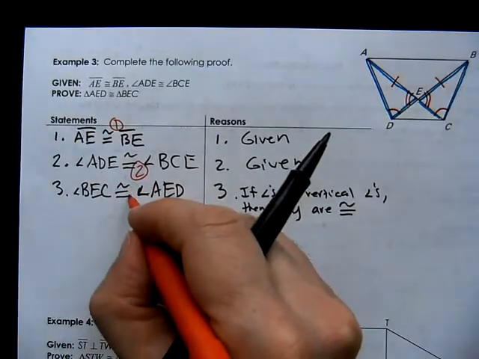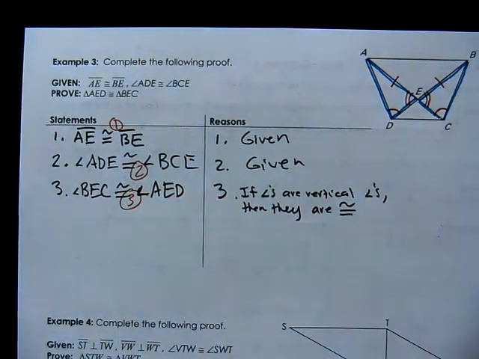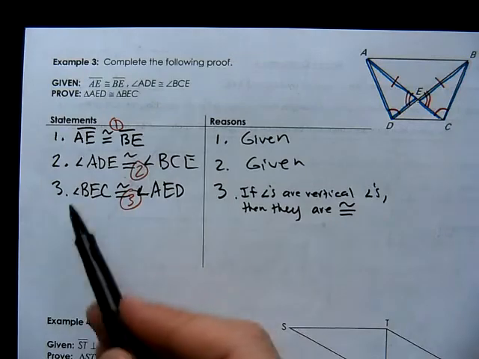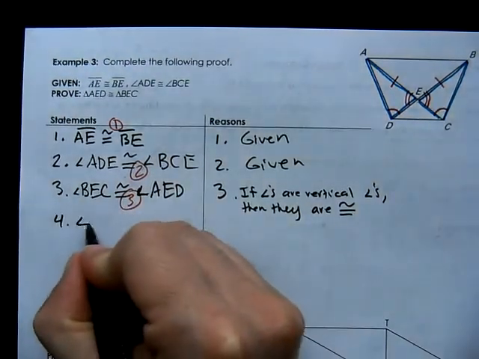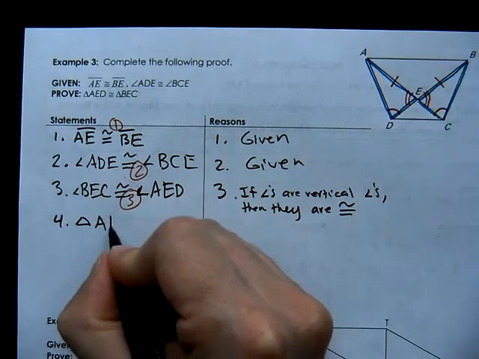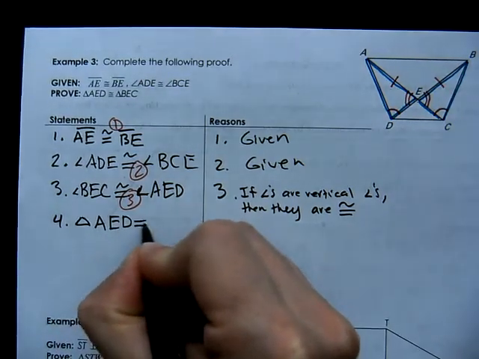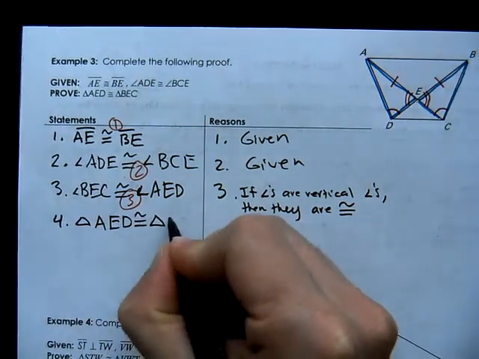You can now see that we have 3 pairs of congruent parts. 1, 2, 3. That's how we know we're ready to show that the triangles are congruent. Triangle AED is congruent with triangle BEC.